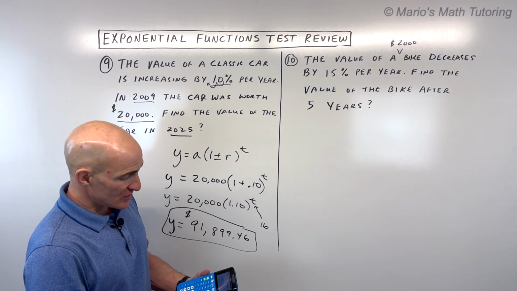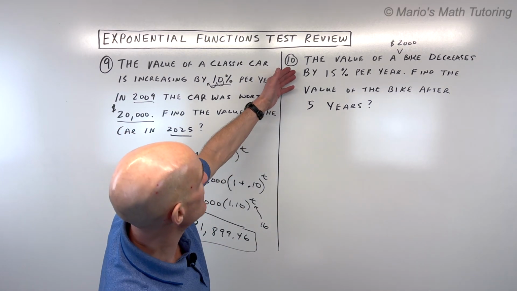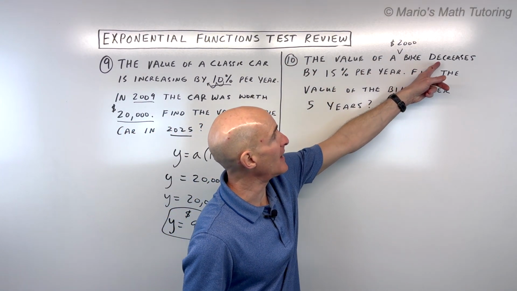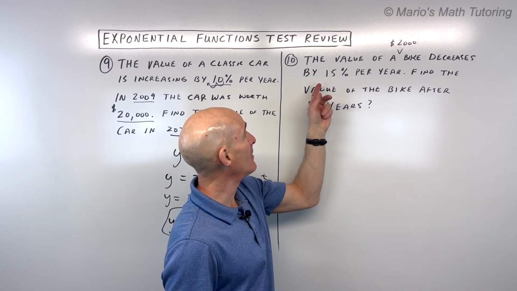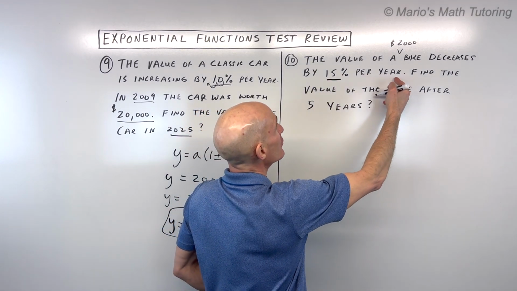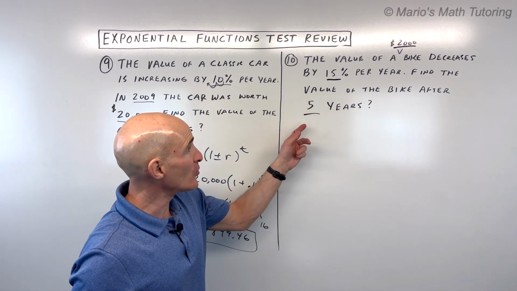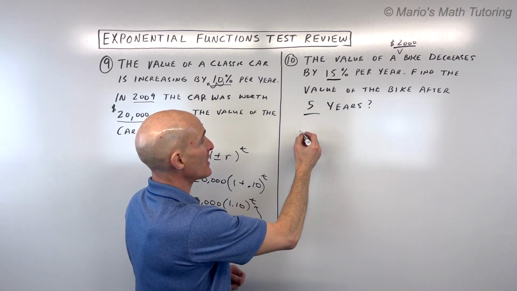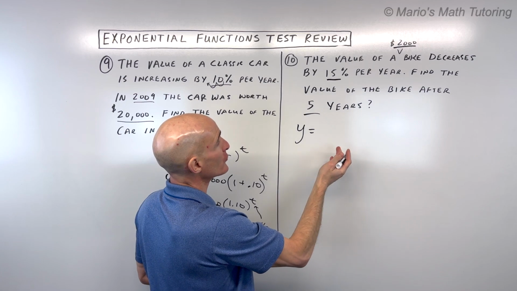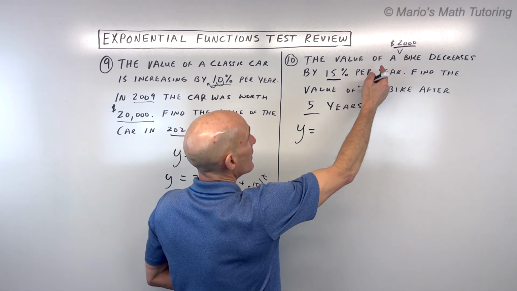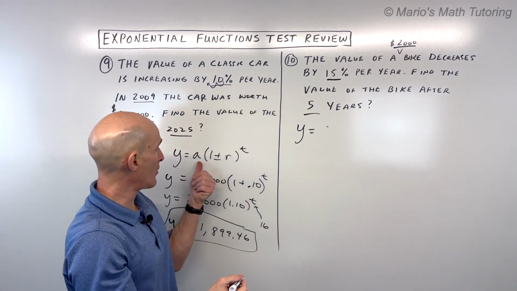Now, what do you think for number 10? Same kind of idea. It says the value of a $2,000 bike decreases by 15% per year. Find the value of the bike after 5 years. Notice I'm just highlighting the key pieces of information. So going back to our exponential growth or decay model, we're starting at a value of 2,000. That's going to be our a.